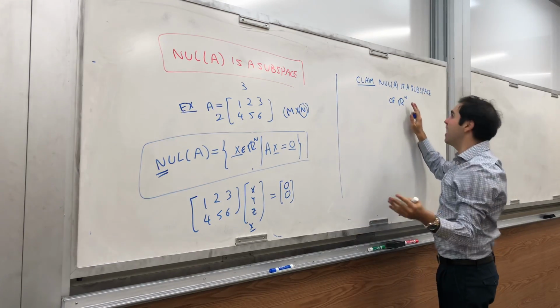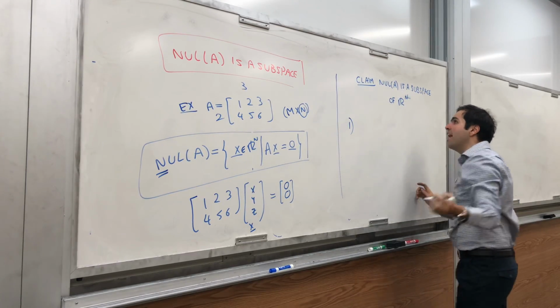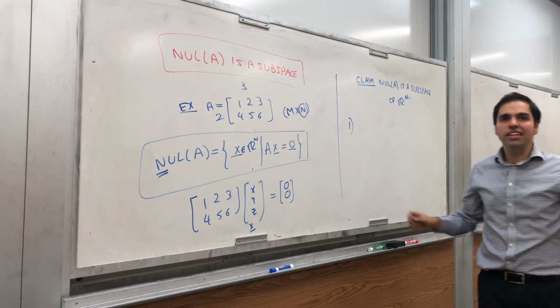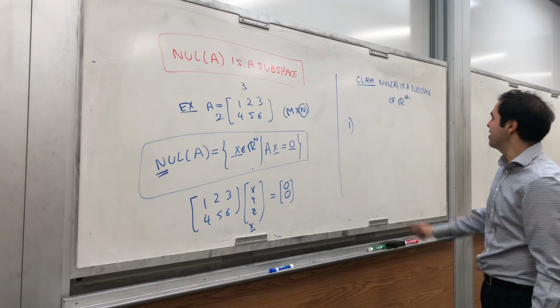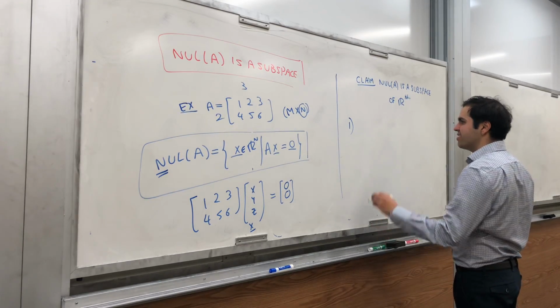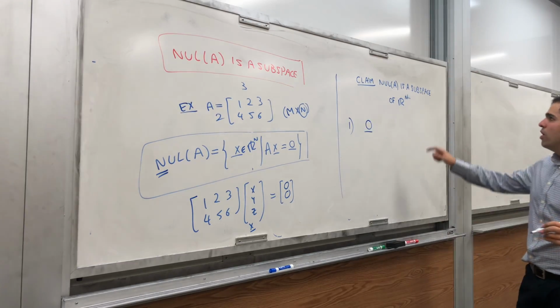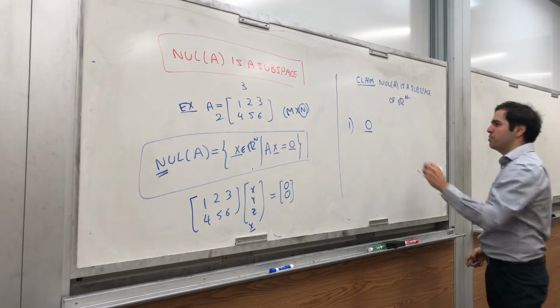And at the same time, let me remind you what a subspace is. And by the way, this has nothing to do with matrices really. This also works for more abstract linear transformations. But for now, let's just keep ourselves to the world of matrices. So, what do we need to show? We need to show that the 0 vector is in null space of A.